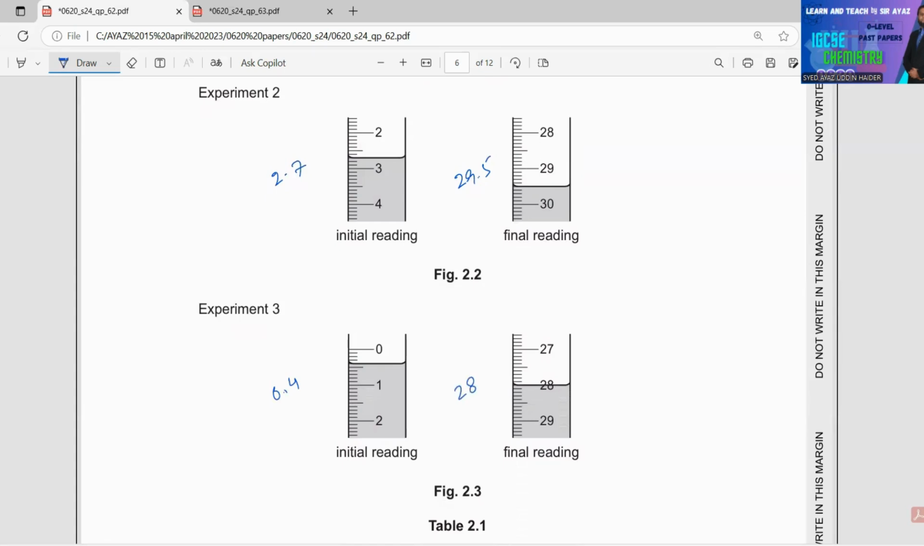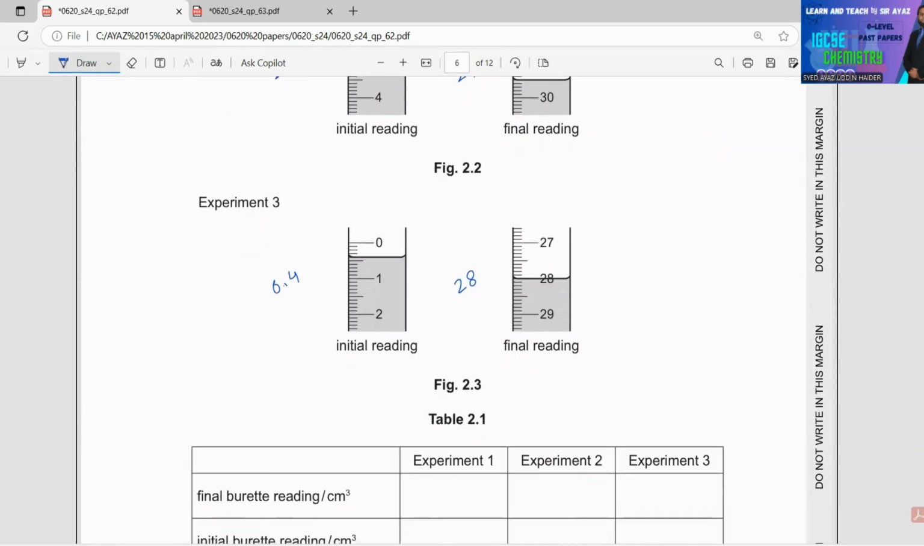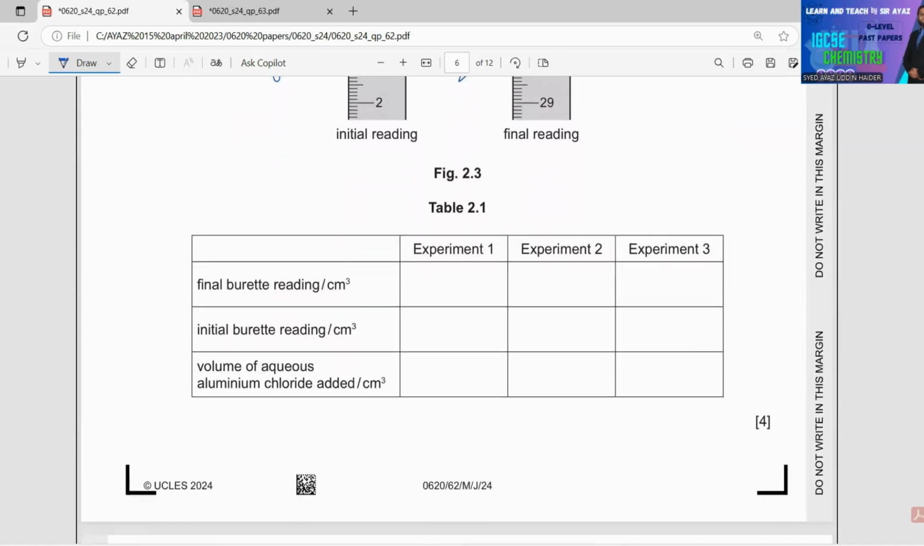Now I am writing down these readings here, in table 2.1. So for experiment 1, final reading is 14.7 and initial reading is 1.3. For experiment 2, final reading is 29.5 and initial reading is 2.7. For experiment 3, the final reading is 28 and initial reading is 0.4.